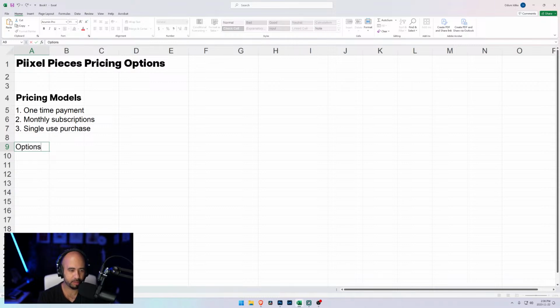If I put in here options, say have a one-time payment structure, but also supplement, I don't know if that's the right word, with a monthly or yearly subscription option.